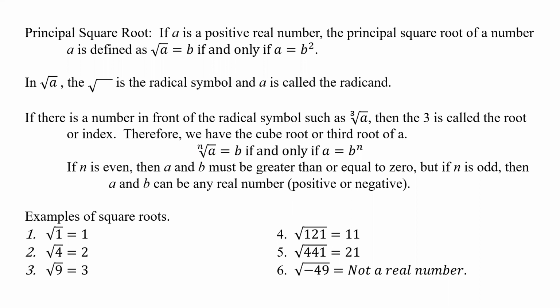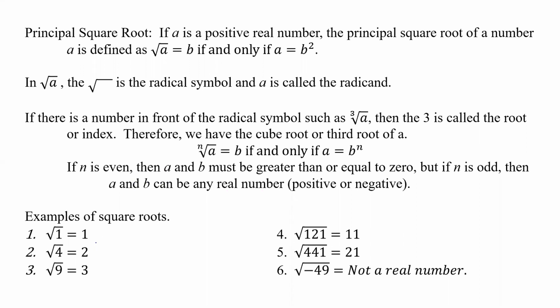So if n is even, then a and b must be greater than or equal to 0, so we can't have a negative number. But if n is odd, then a and b can be any real number, so it can be positive or negative. When we have even values of n, like the square root, 2, 4, 6, 8, we have to have a positive number for a and b. But if we have odd ones, 3, 5, 7, then we can have either a positive or a negative value.